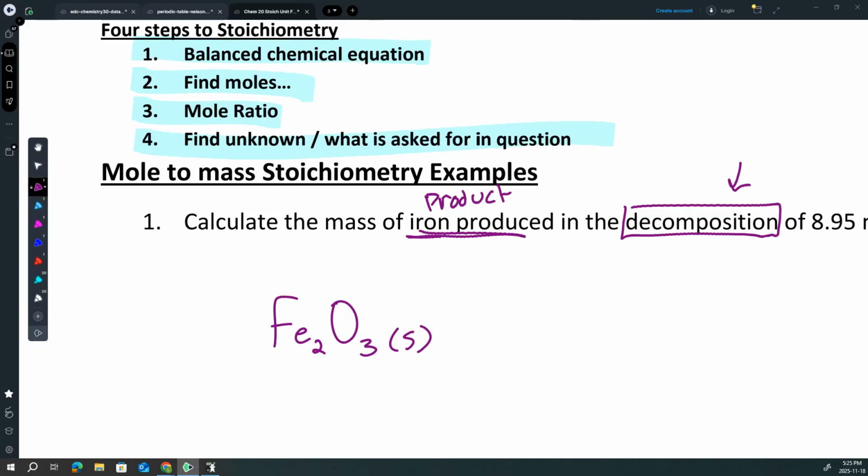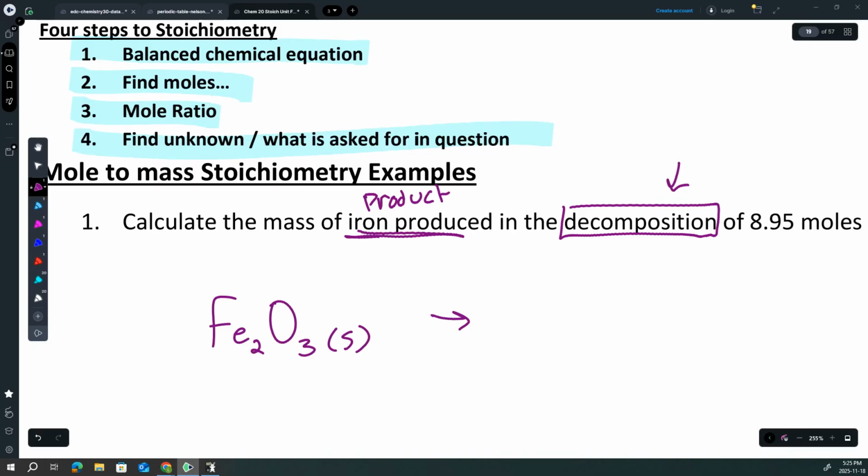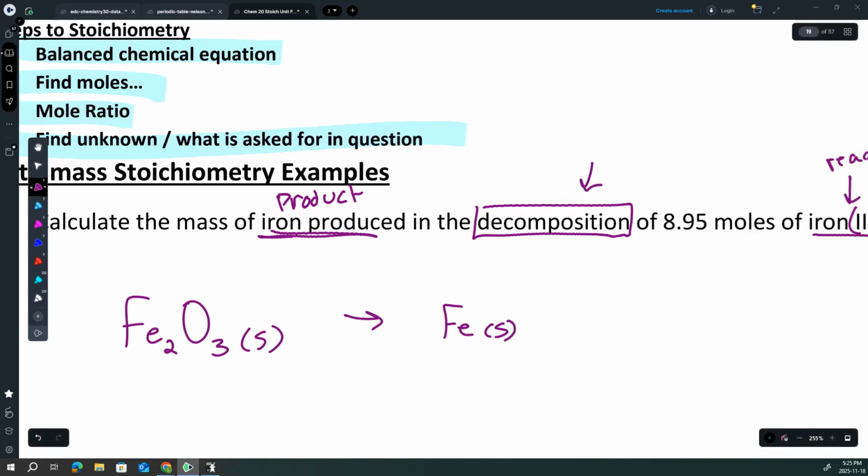Alright, so since it's a decomposition reaction, what happens in those is you have a compound, it breaks apart into its elements. So that's why I'm going reaction arrow right now, and we're told one of the products is iron, and iron is a solid at room temperature.